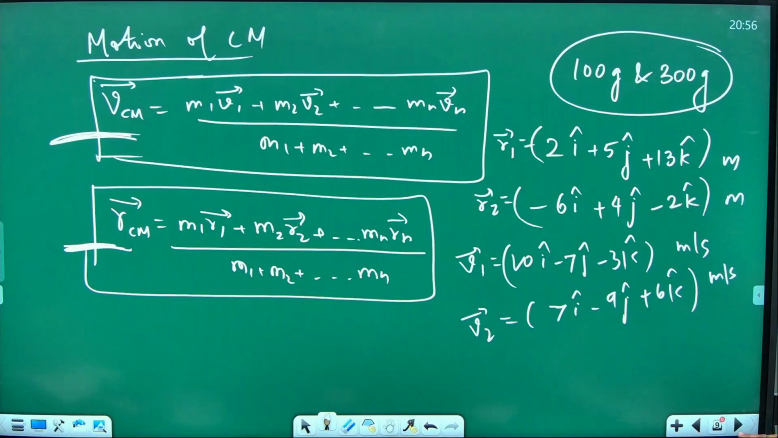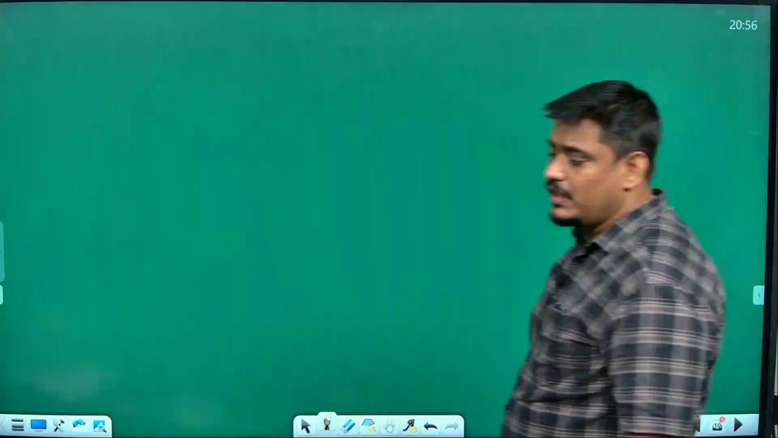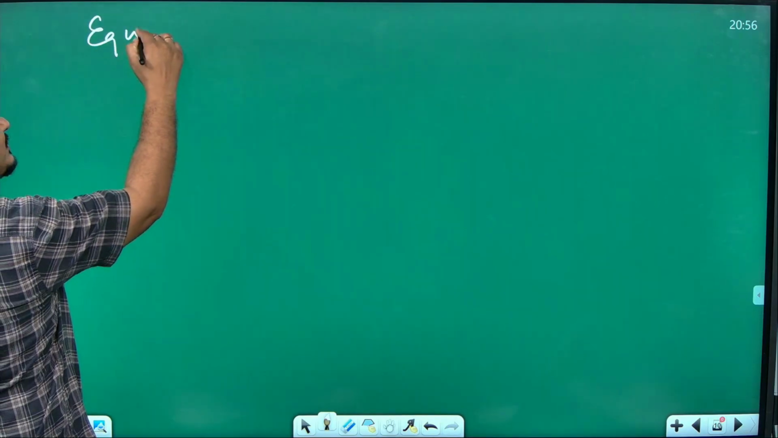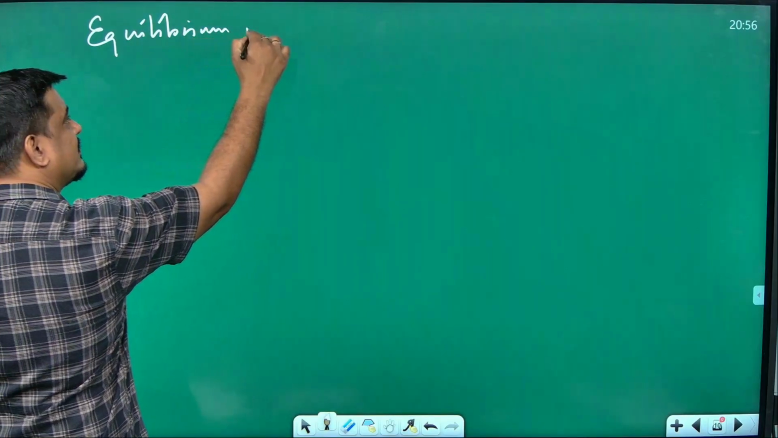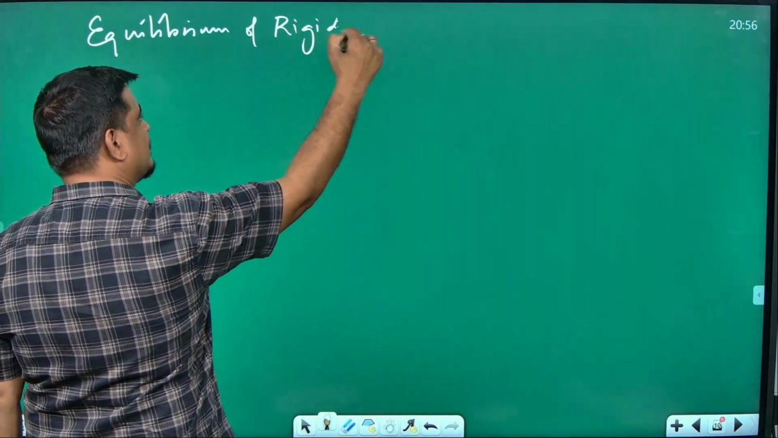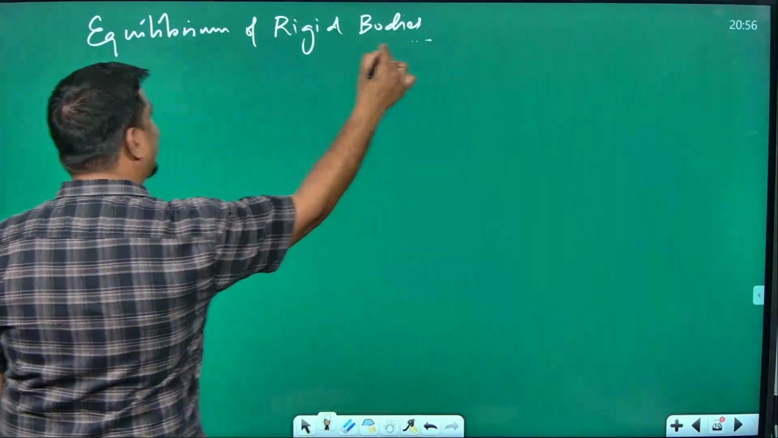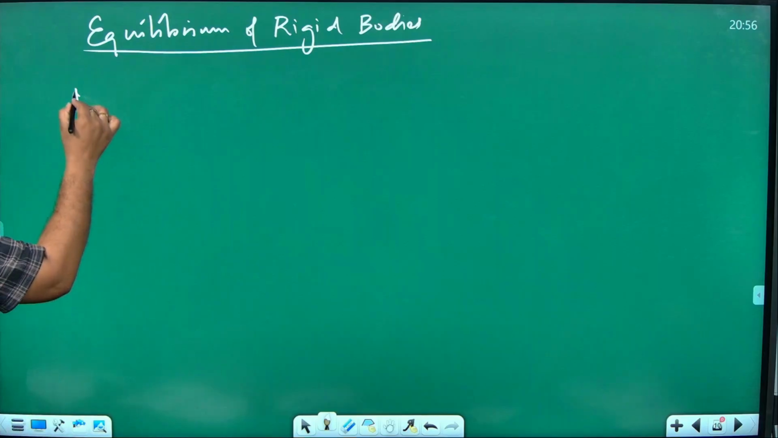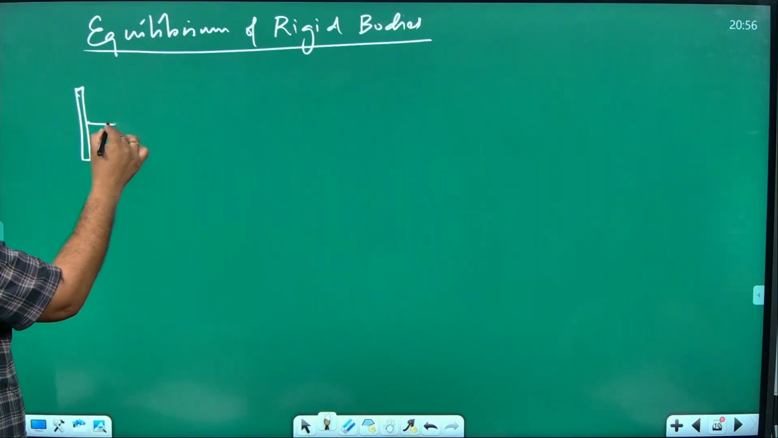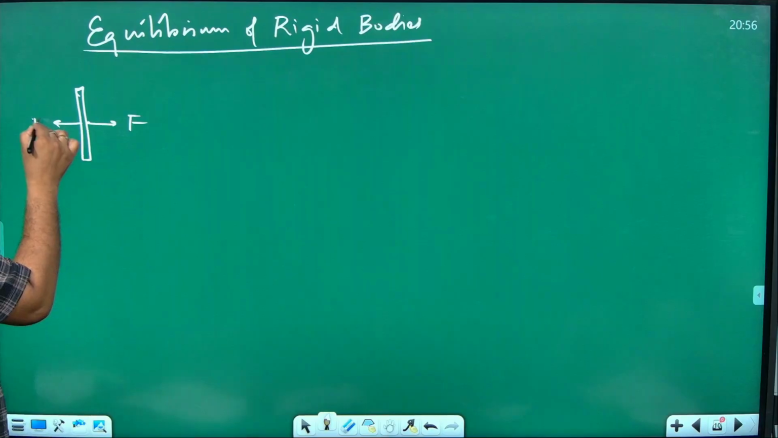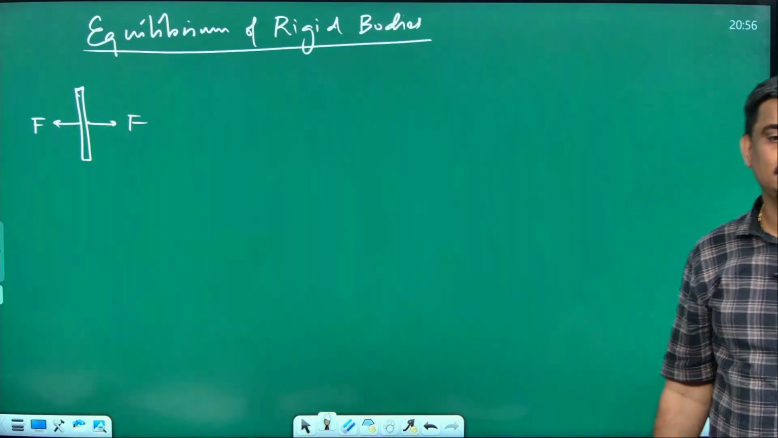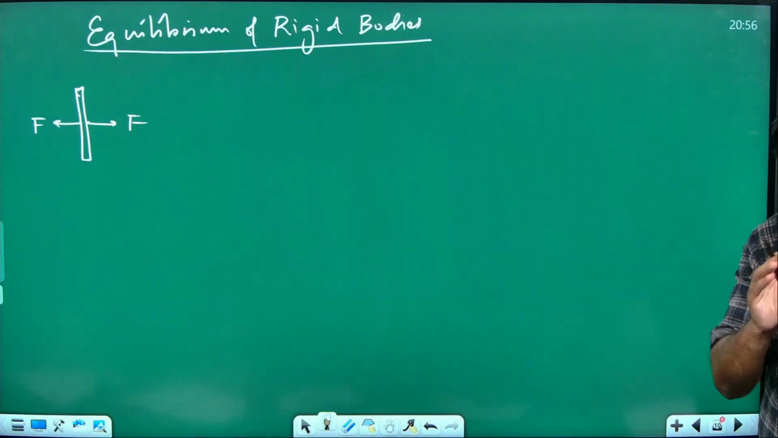Let us talk one last topic before I close today's class, which is about what she was asking. The heading is equilibrium of rigid bodies. Equilibrium of rigid bodies. Basically, 2 minutes please, everybody pay attention. It is an object, and this object, as I said before some time, is acted upon by two forces which are equal, opposite and acting at the same point.